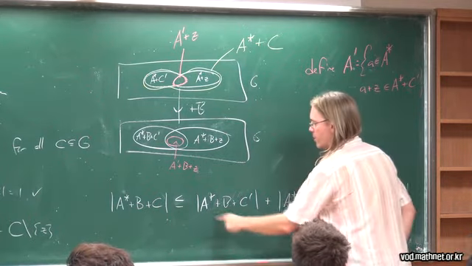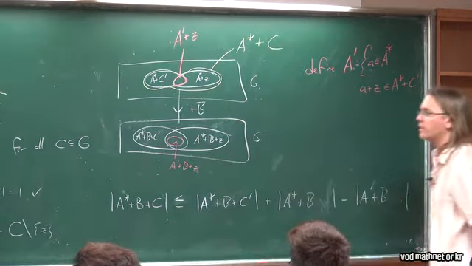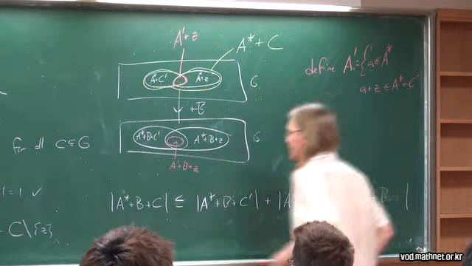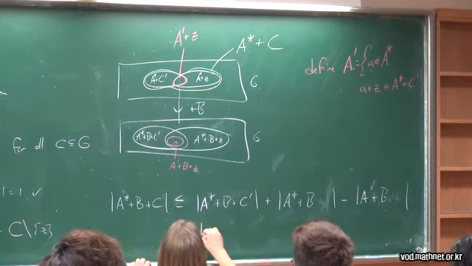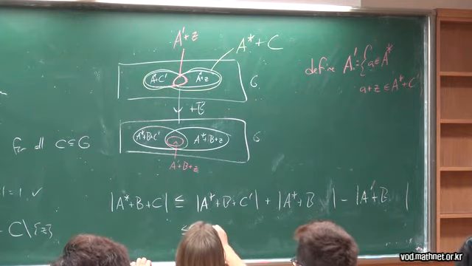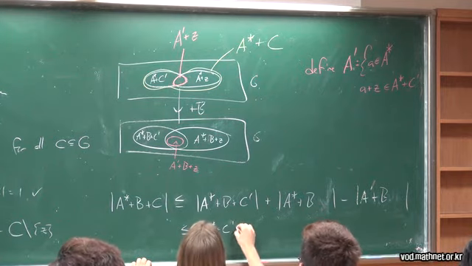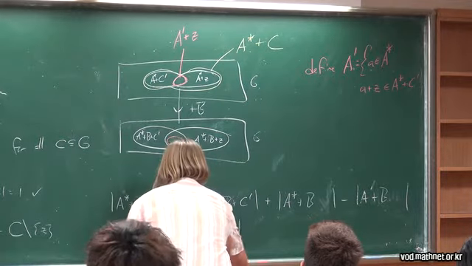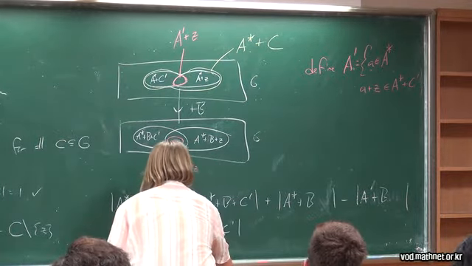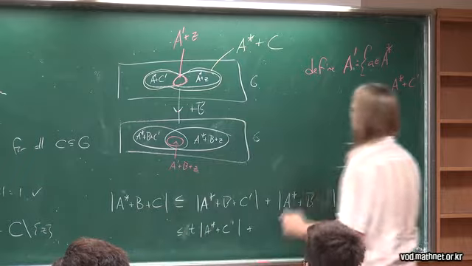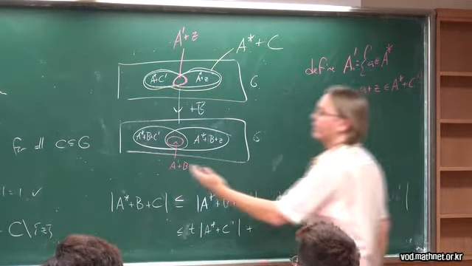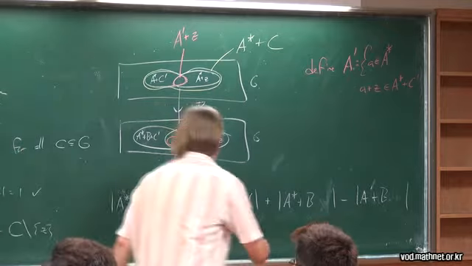Now, this one I know something about by induction, right? That's C prime, it's smaller. The size of this set is going to be at most the size of A star plus C prime, and I get a factor of T. Now, A star plus B, I know exactly how big that set is. A star plus B is exactly T times the size of A star.